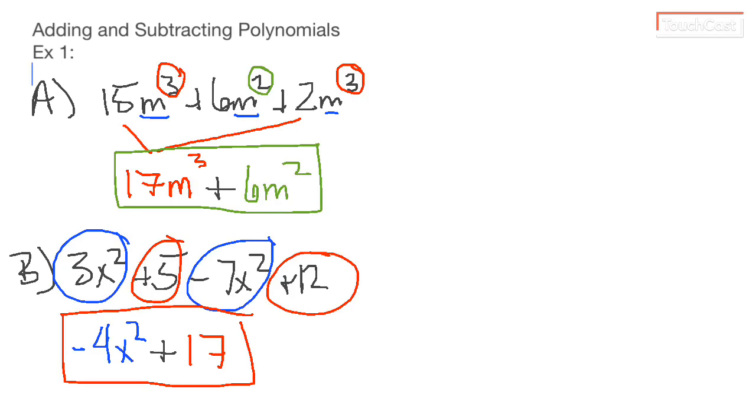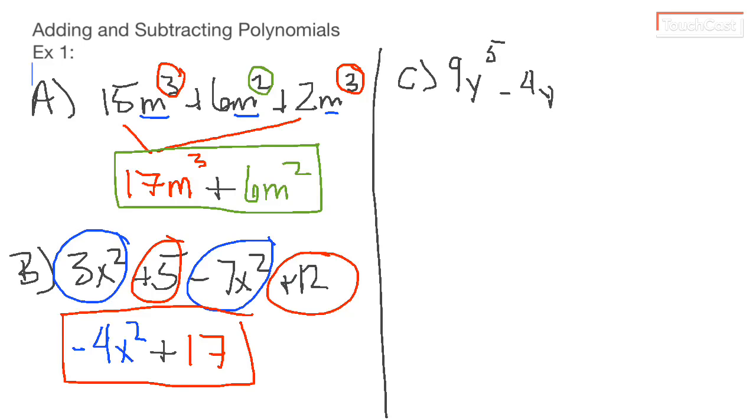Let's look at a couple where we also subtract. So these ones just involve adding. Let's look at some where we subtract. We'll call this 1c. We're going to have 9y to the 5th minus 4y to the 5th plus 5y to the 5th plus 10y to the 5th.